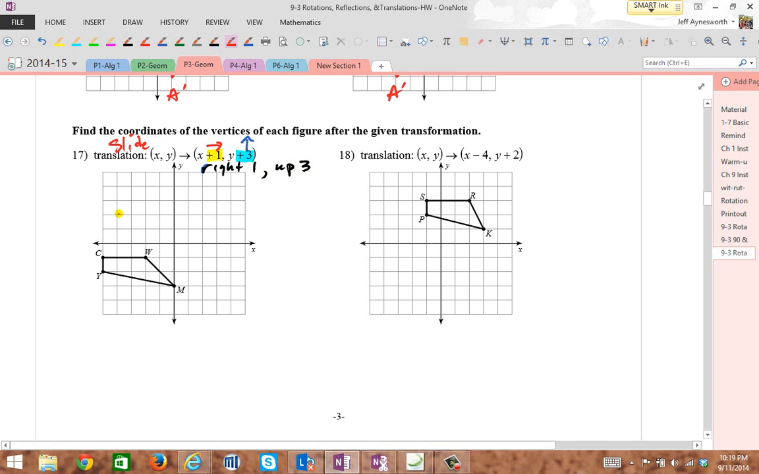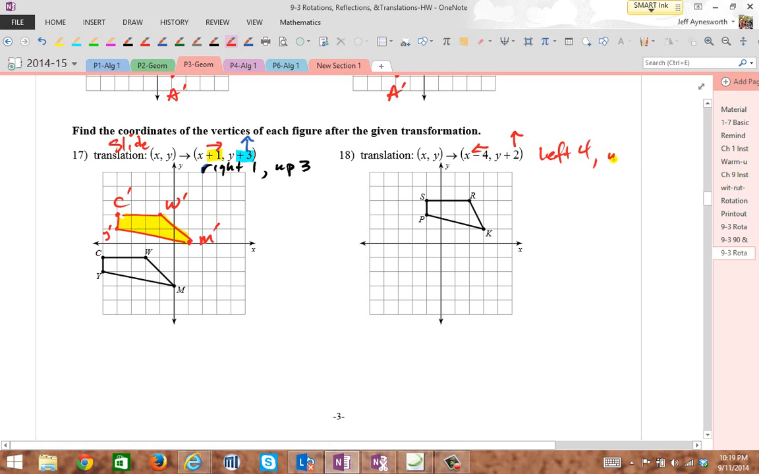So let's do that. Right 1, up 3, C prime. Right 1, up 3, W prime. Right 1, up 3, Y prime. Right 1, up 3, M prime, and then connect. Easy. All right, all you have to do is get the hang of this, and it's the easiest thing in the world. On this one, we want to go left 4, up 2.